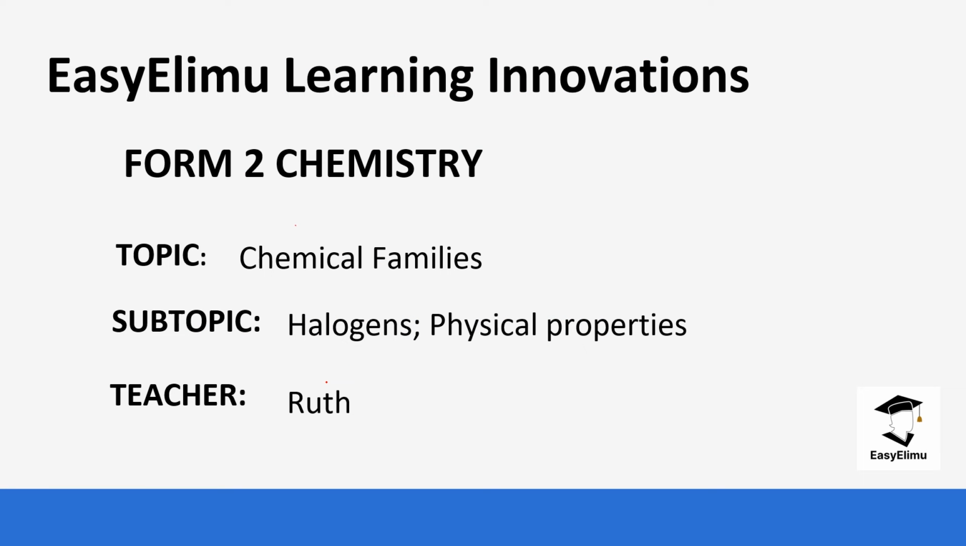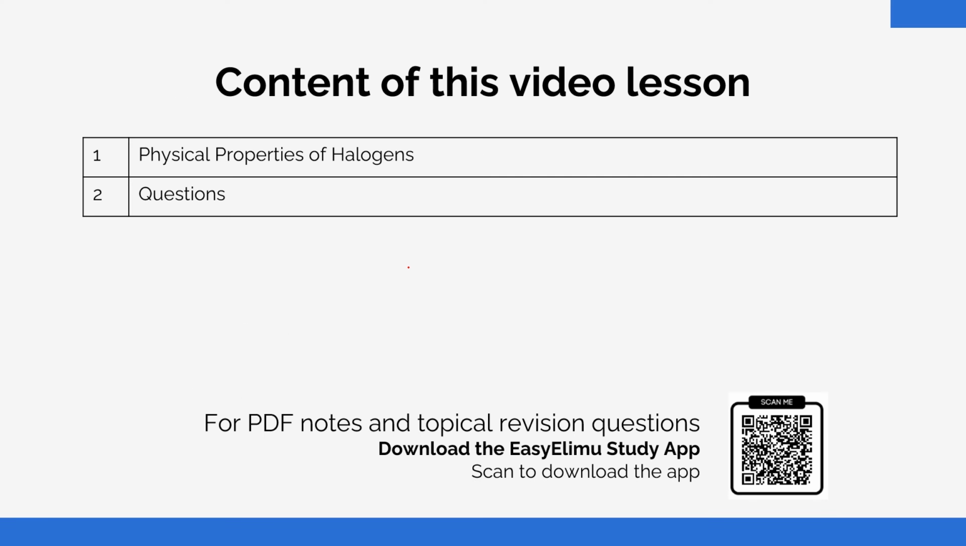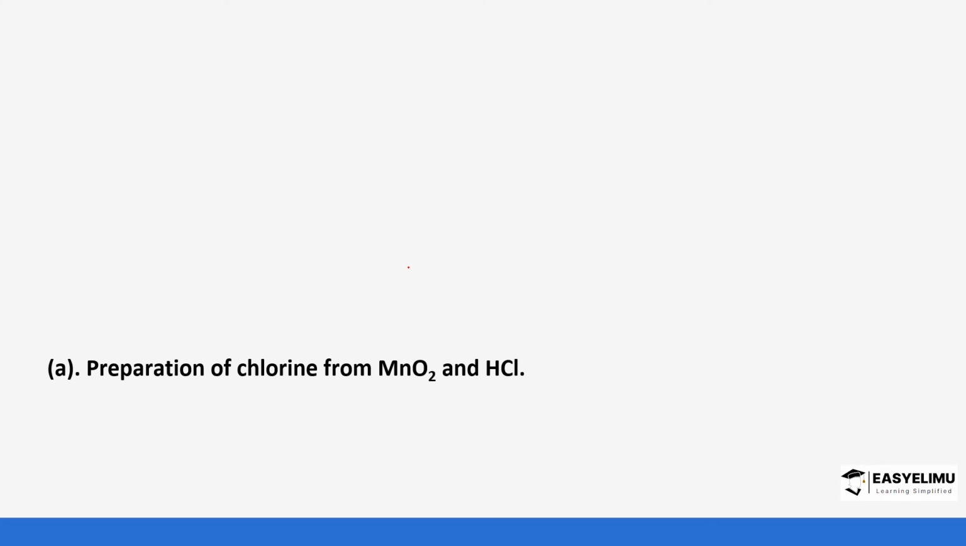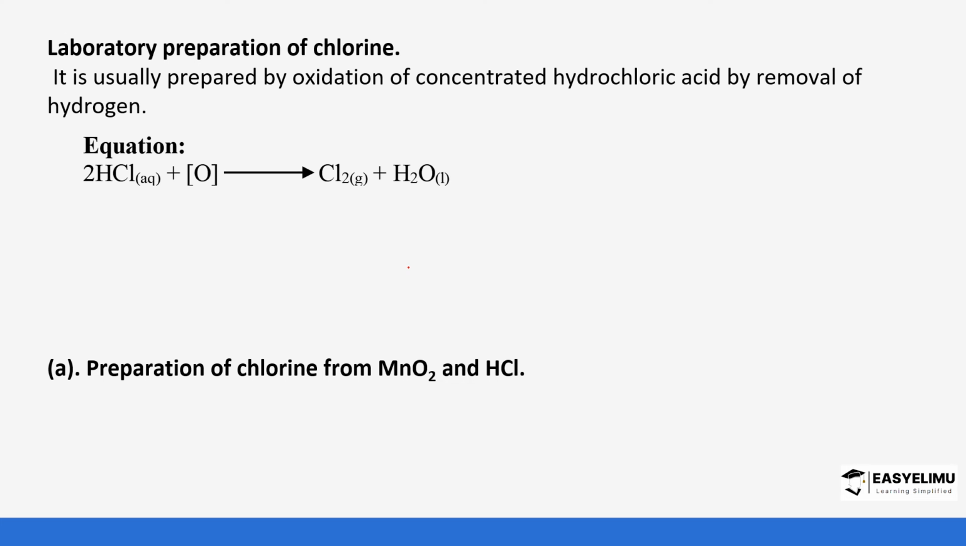My name is Ruth, and today we are going to be discussing the topic halogens, and we are also going to be looking at some of the physical properties of halogens. Previously, we had a chance to look at the introduction of halogens and some of the trends of the atomic sizes and the ionic sizes. So today we will basically concentrate on the physical properties and then do a few questions to end the session. So first of all, we'll start with the laboratory preparation of chlorine gas.